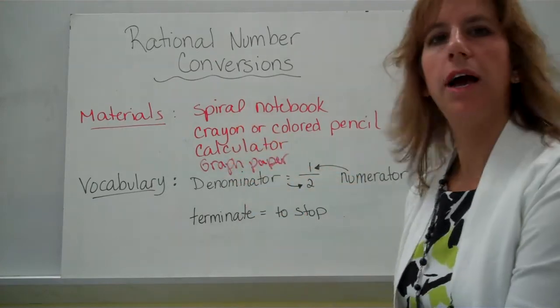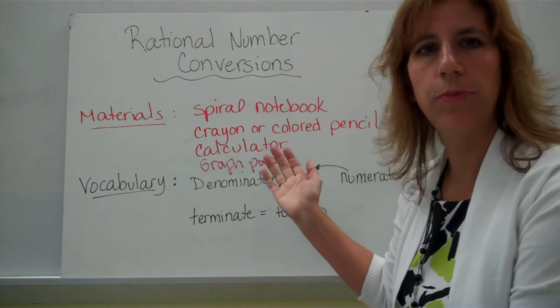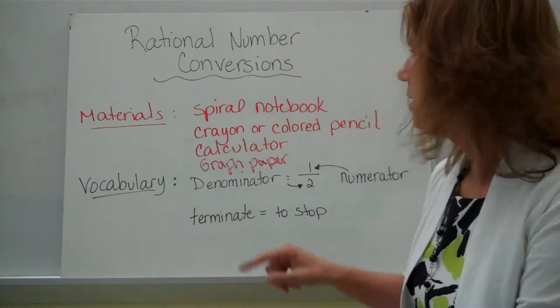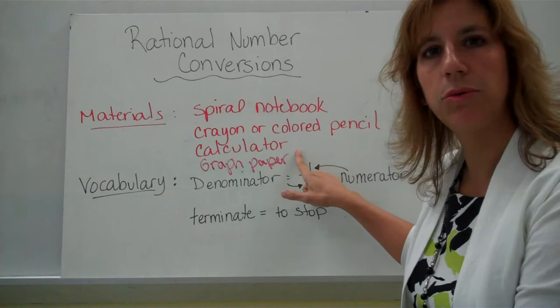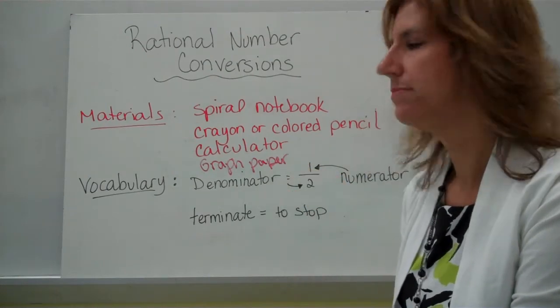We've got several different materials that you're going to need today. Your spiral notebook, any colored crayon or colored pencil will be fine, and you really only need about one. And then a calculator, basic one will work, and the graph paper that I gave you in class, or maybe some that you have at home.